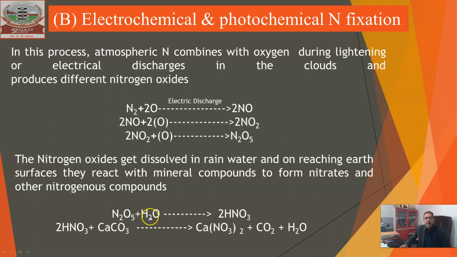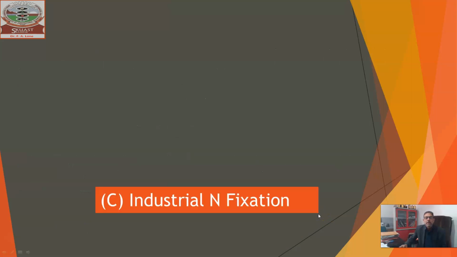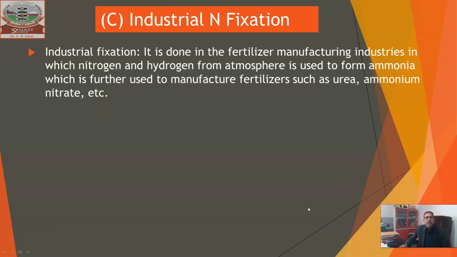So N2O5 will combine with the rainwater to form HNO3, which will then react with calcium carbonate and form calcium nitrate, which will then be released into the soil and taken up by the plants. Then industrial nitrogen fixation.